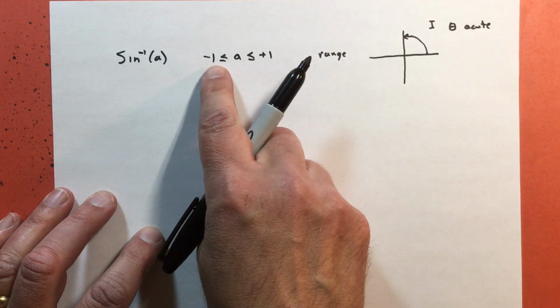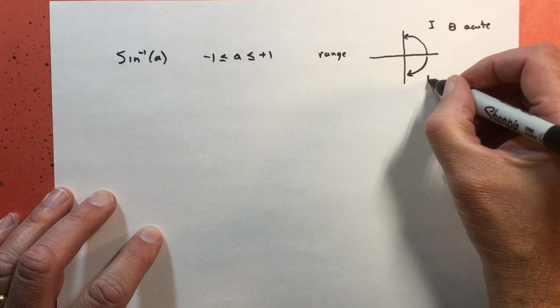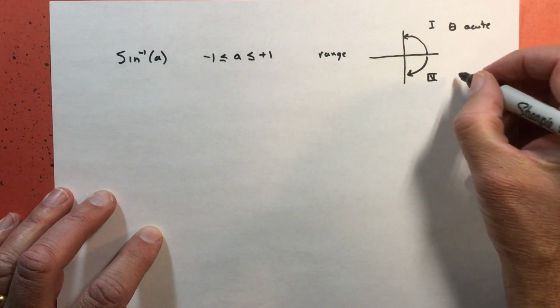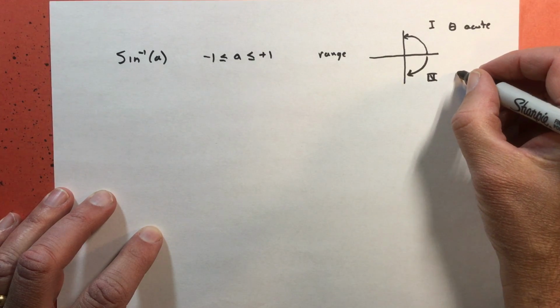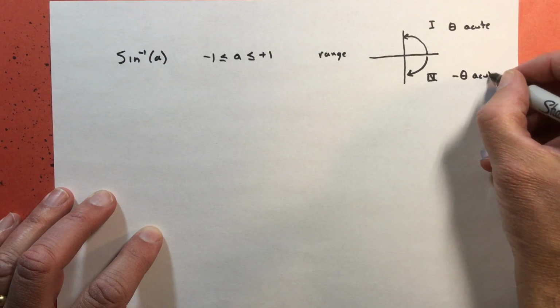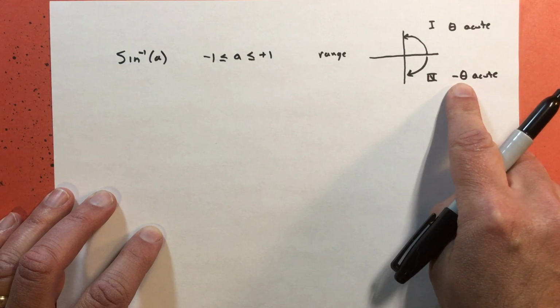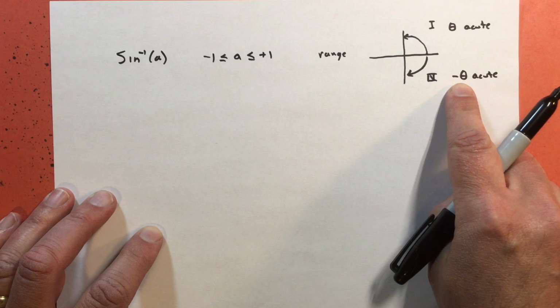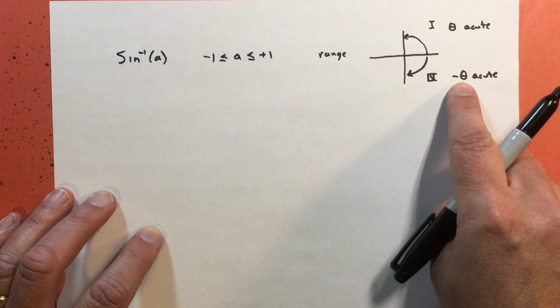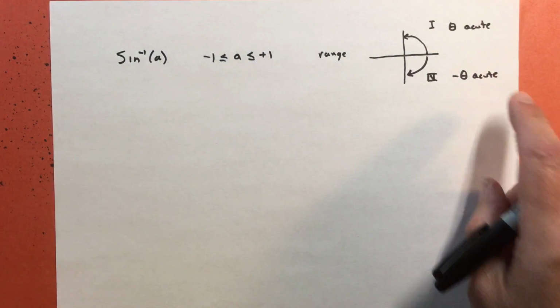What if A is negative? Then I go this way into quadrant 4. And now the opposite of theta is going to be acute. Now the angle is going to be negative, so when I say the opposite of the angle, that's going to be a positive. All right? So the opposite of a negative angle of rotation is going to be positive, and that's going to be acute. So it's acute and acute.